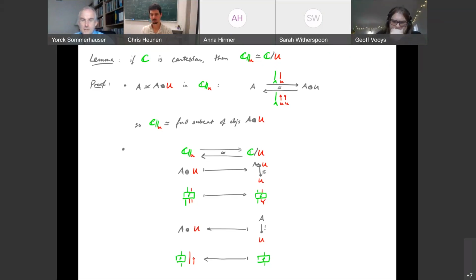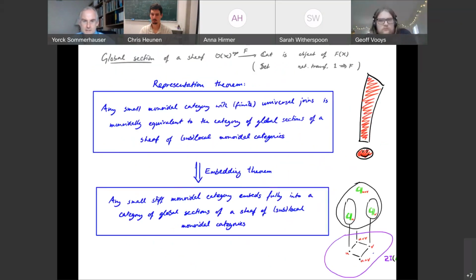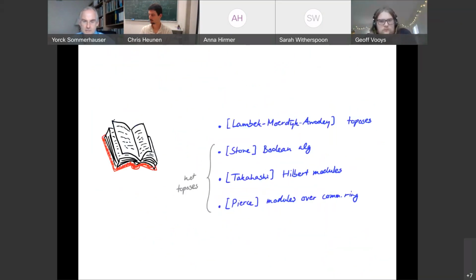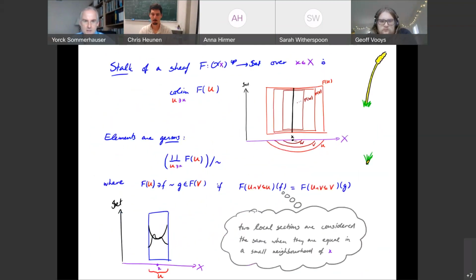I have a related question. You said your representation theorem subsumes other theorems, and you mentioned the one by Takahashi on Hilbert modules, which is kind of the analog of the Serre-Swan theorem that you have already mentioned before. But I don't see really how this works. Is this a direct special case, so that I can deduce, say, the Serre-Swan theorem from this embedding theorem? And if yes, how does this work?